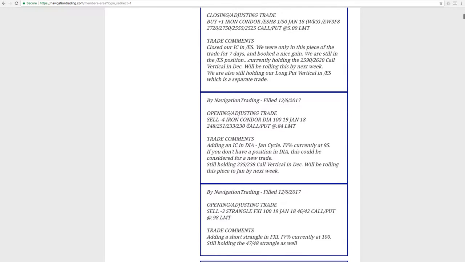Next trade, opening adjusting trade in DIA. So we've been holding a short call vertical for a couple cycles that was a part of a previous iron condor. And we were doing that because we wanted to hold that short bias, some of that short delta in our portfolio for protection. In this case, the implied volatility got nice and high in DIA at 95. So we wanted to add another position in DIA. So we added an iron condor.